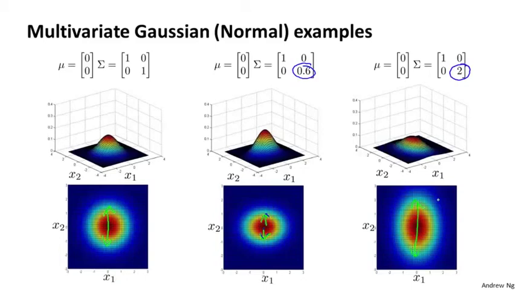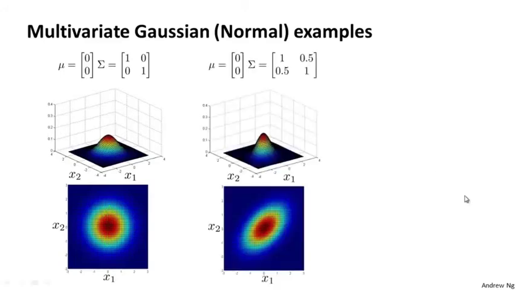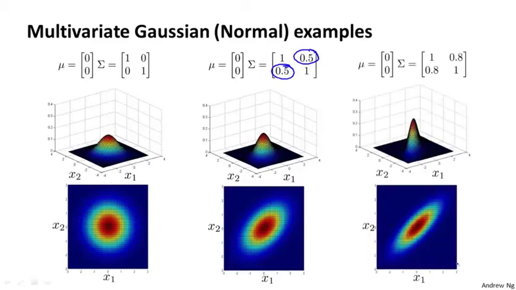Now, one of the cool things about the multivariate Gaussian distribution is that you can also use it to model correlations between the data. That is, you can use it to model the fact that x1 and x2 tend to be highly correlated with each other, for example. Specifically, if you start to change the off-diagonal entries of this covariance matrix, you can get a different type of Gaussian distribution. As I increase the off-diagonal entries from 0.5 to 0.8, what I get is a distribution that's more and more thinly peaked along this sort of x equals y line.